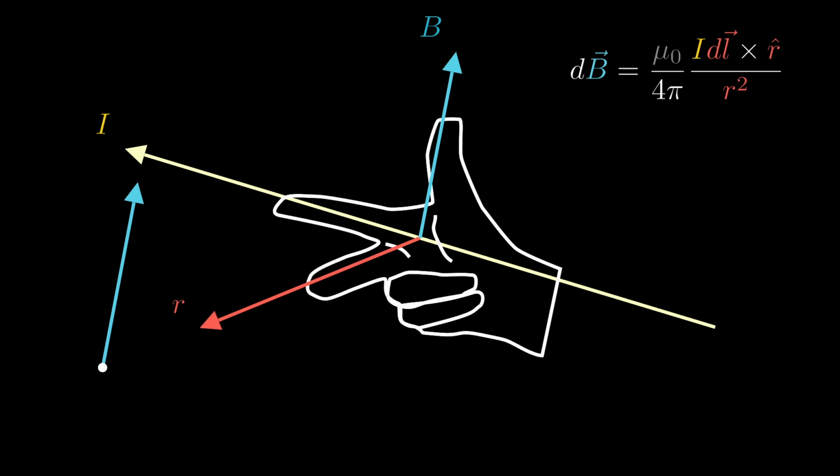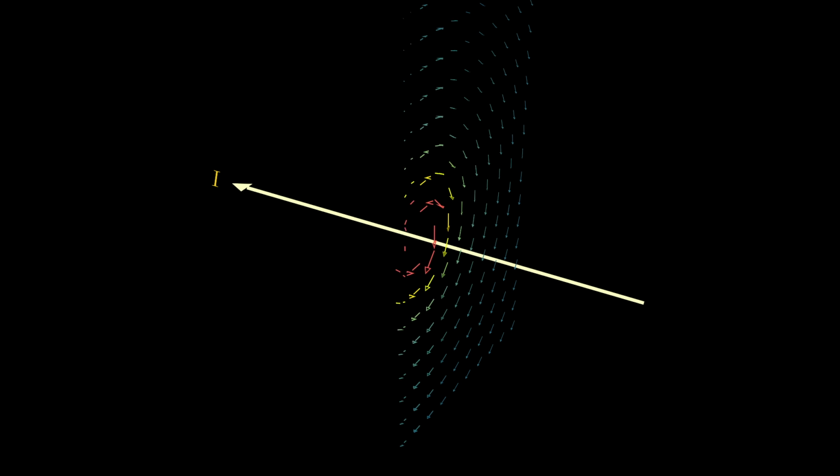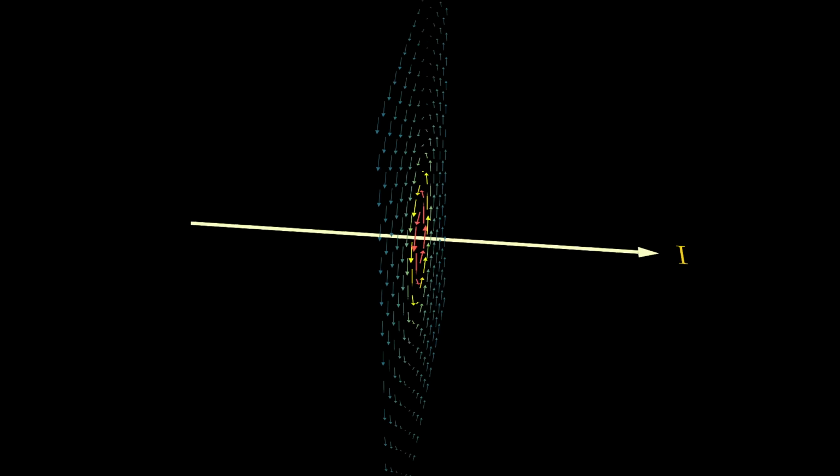Lastly, the magnetic field is proportional to the current. So, more current, more magnetic field, and inversely proportional to r squared. So the further out you get, the weaker the magnetic field. Because of this law, the magnetic field is always going to curl around the wire of current like this.